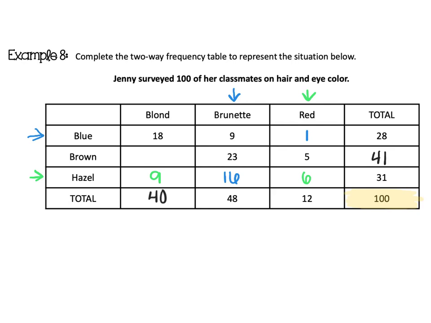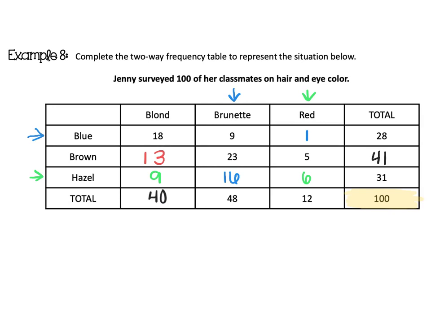And now the only joint frequency left to calculate is how many people have blonde hair but brown eyes. So there's a total of 40 people that have blonde hair. 18 of them have blue eyes. 9 of them have hazel eyes, which means that 13 of them are left with brown eyes. And now my frequency table is complete and I can start looking at other things.